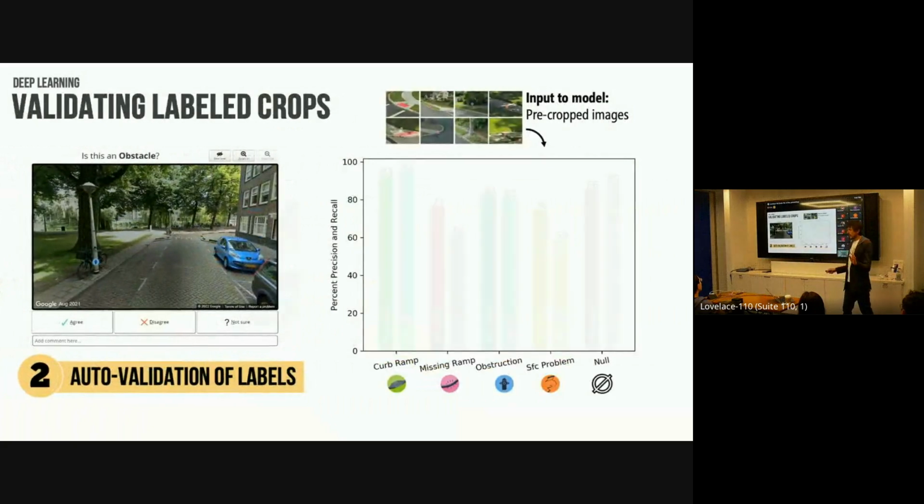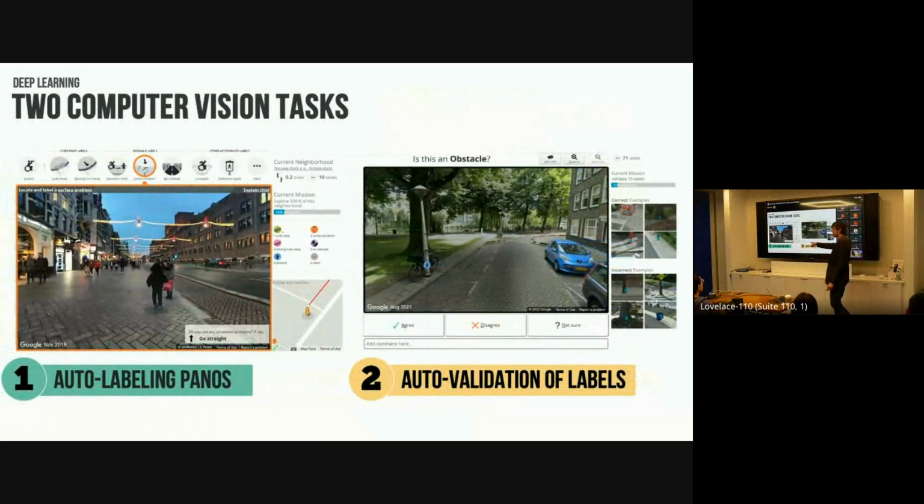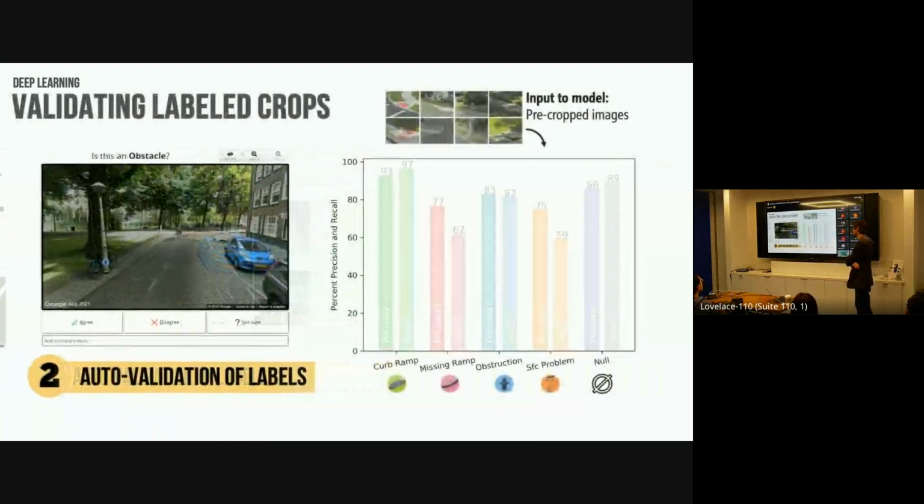There are 2 different tasks here. So the first is auto labeling panos, just like with humans. You move around the world, but now you're an AI agent. And then the second thing is auto validating. So you take human labels and you say, is this right? Essentially, all right? So one task is way easier, so we'll start with this.